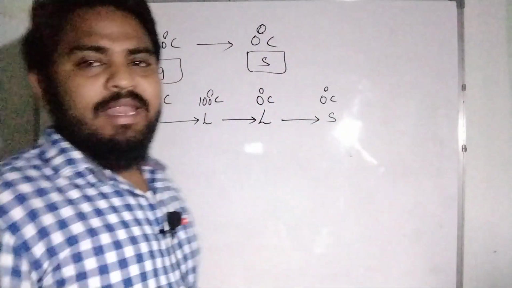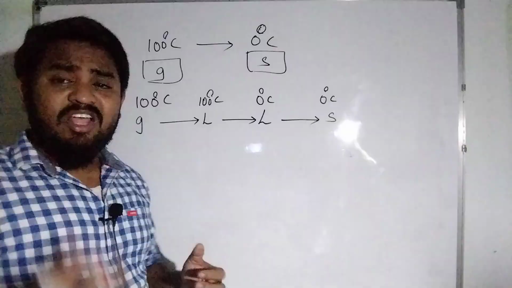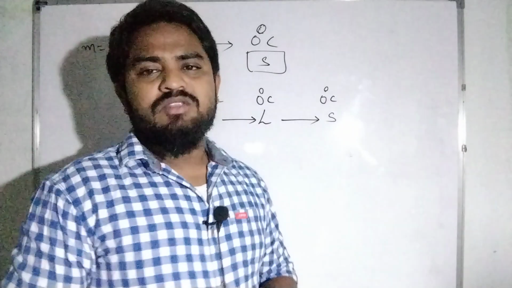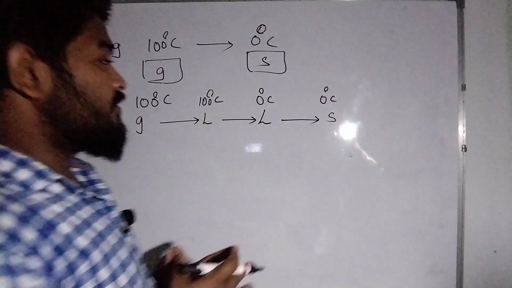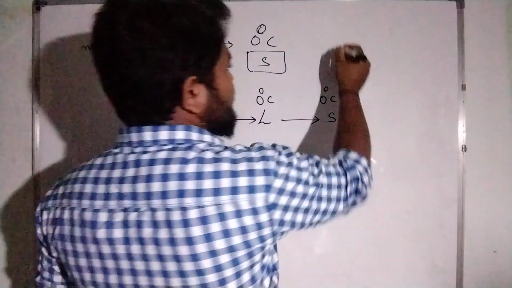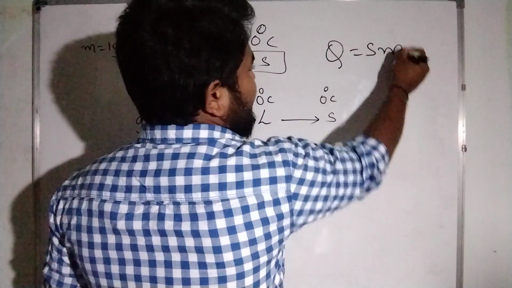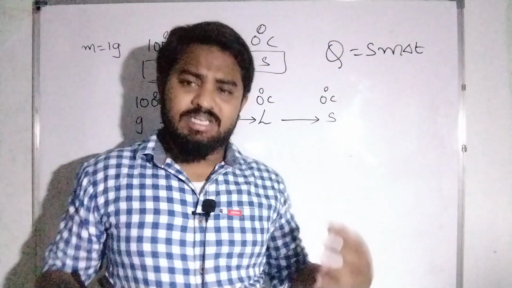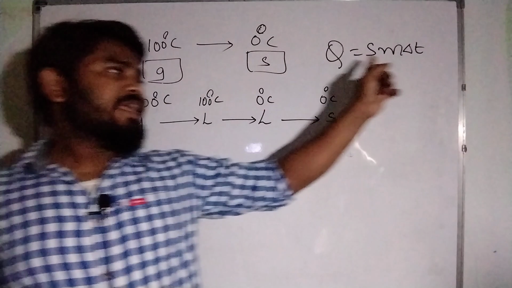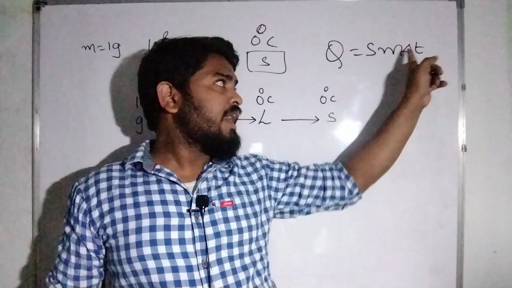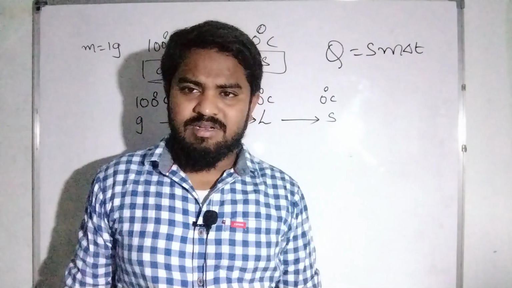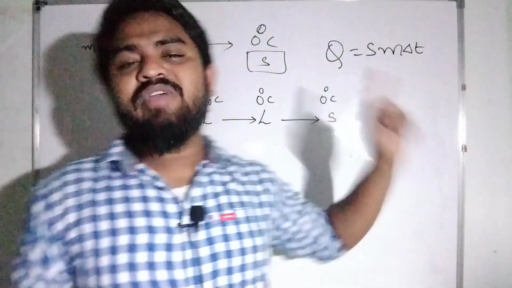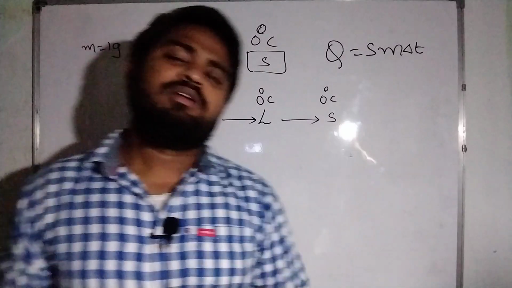Now let's calculate how much energy will be released in the first, second and third stages. We know the well-known formula for heat energy: Q = S m delta T. The heat absorbed or gained by any object or substance is equal to the product of its specific heat, mass and change in temperature. This formula can be used when there is a change in temperature.